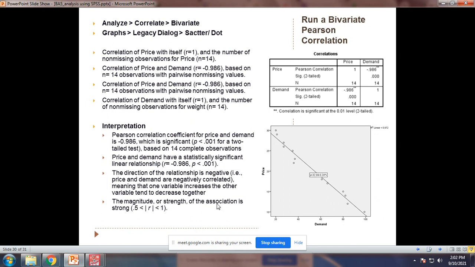The magnitude or strength of the association is strong because your value is minus 0.9, right? It is between 0.5 and 1. So therefore it is strong. That is what you have to write.